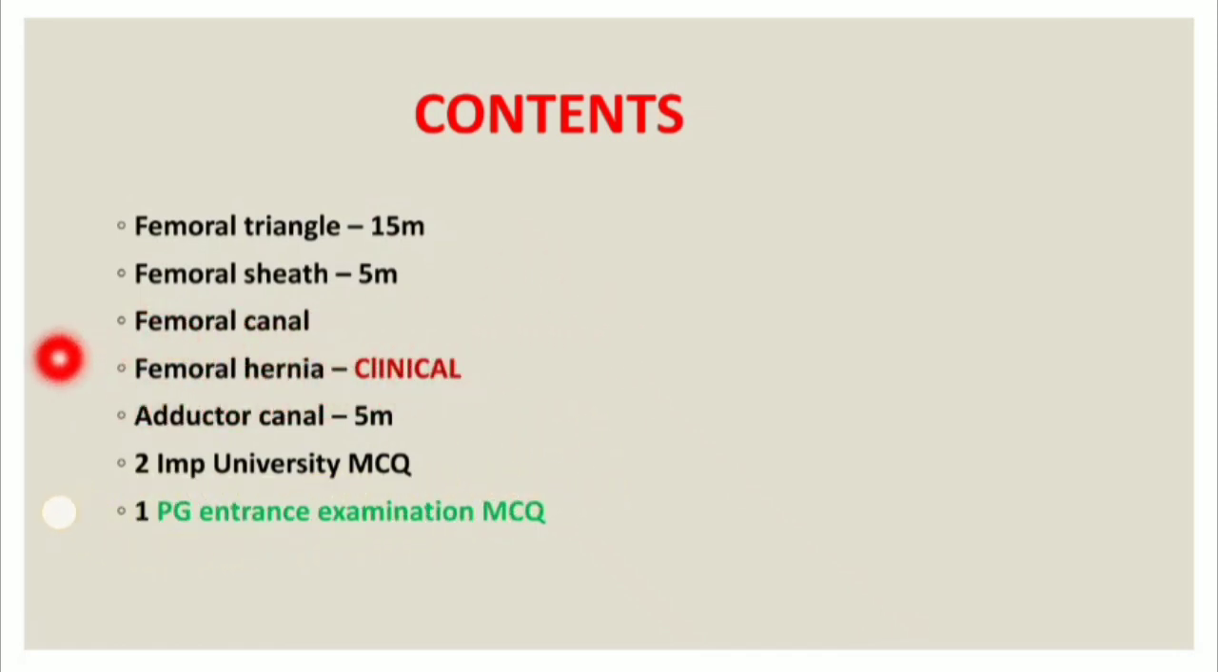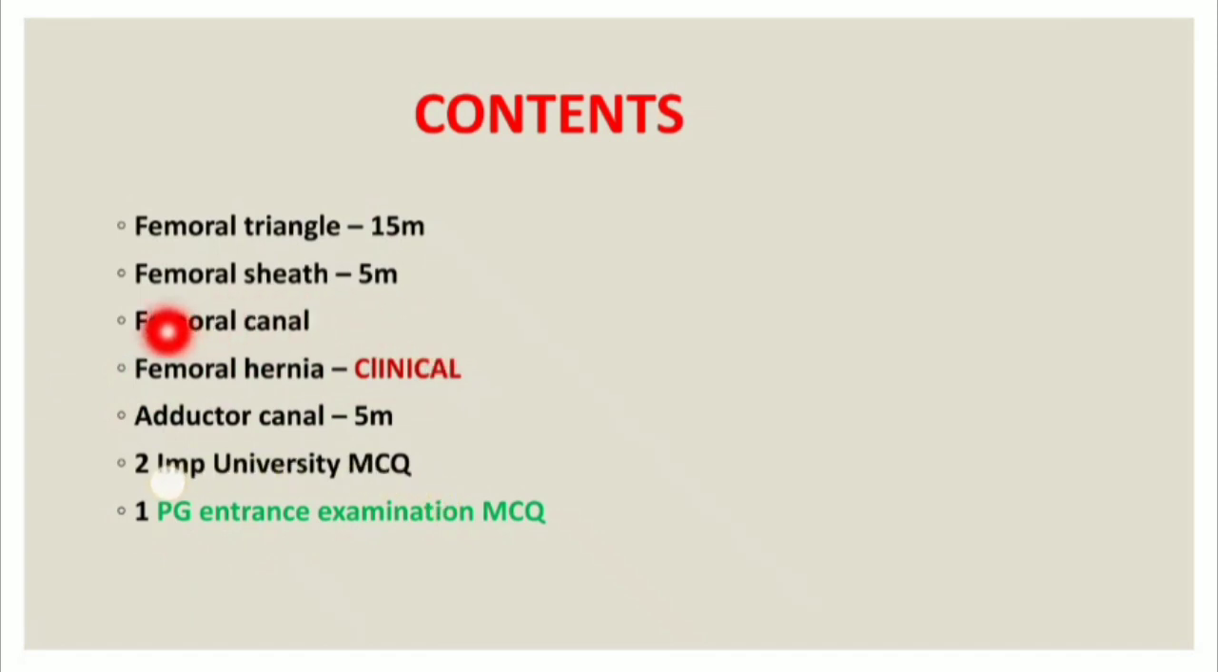Then a very important clinical topic we are going to discuss: femoral hernia. In anatomy, there are two very important types of hernia: femoral hernia and inguinal hernia. Inguinal hernia you would have studied in the inguinal canal, right? So here we are going to study femoral hernia. These two hernias are very important when you go to final year in surgery posting or surgery class. The examiner likes to ask about these hernias.